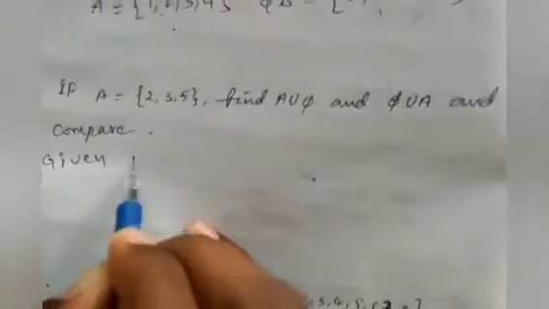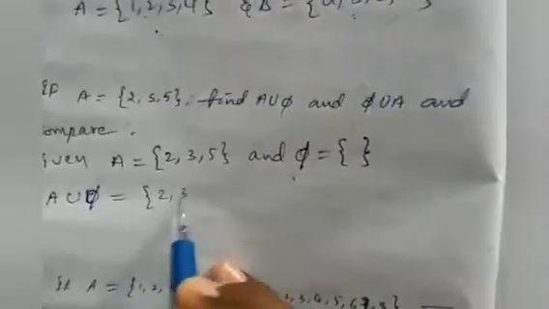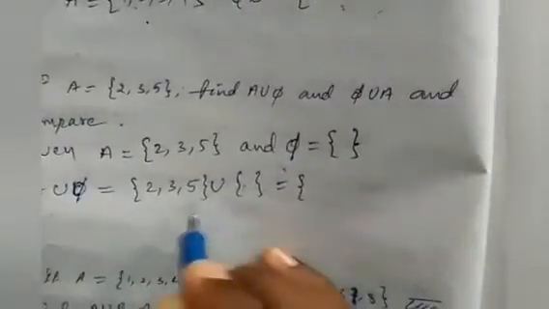Our next question is A is equal to {2, 3, 5}, and find A union phi and phi union A and compare. So given set A is equal to set of 2, 3, 5 and phi is not given. So phi is nothing but the empty set. Now A union phi is equal to, that means 2, 3, 5 union phi means empty set. So A union phi, so only phi అంటే కామన్ ఏమున్నాయి? యూనియన్ కదా, రెండు కలిపి రాయాలి కాబట్టి 2, 3, 5. That means A union phi is equal to same A.